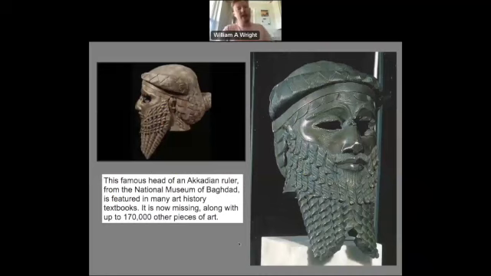It has been lost, much like the famous head of the Akkadian ruler from the National Museum of Baghdad. They were both featured in many textbooks. They're both now missing, with up to 170 other pieces of art. And typically in class, I ask, why would this happen? Why would so much be missing from Mesopotamia? It's sort of given away in the name Baghdad, though.